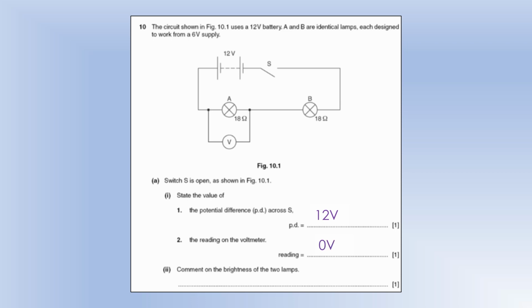The voltmeter, however, is going to read 0 because there's no current, so there's no potential difference across A, so the potential stays the same, if you like, so the difference is 0. Comment on the brightness of the two lamps. Both lamps are going to be off because there's no current, so they can't be on.